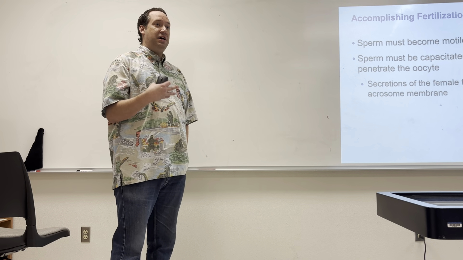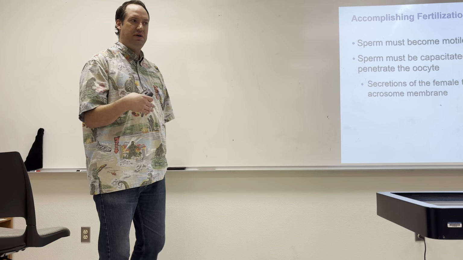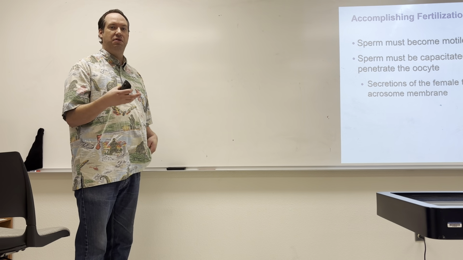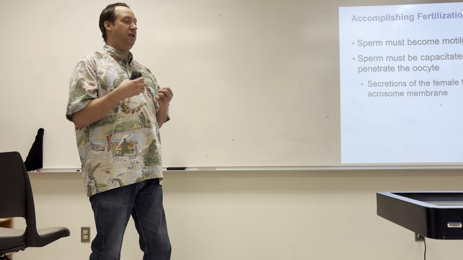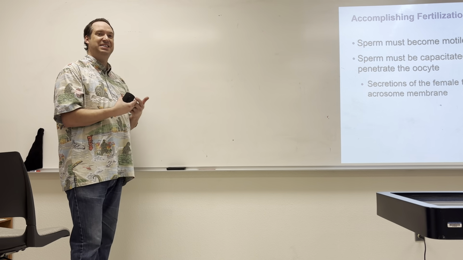In order to actually get there, right, they have to move, and that happens in the male reproductive tract. We talked about that last time, right? They mix with the secretions from like the seminal vesicle, and they start moving. But in order to actually fertilize the oocyte, they have to go through a process called capacitation. The membrane has to be weakened by the secretions from the female reproductive tract. And when that happens, it exposes that acrosomal cap on the head of the sperm cell.